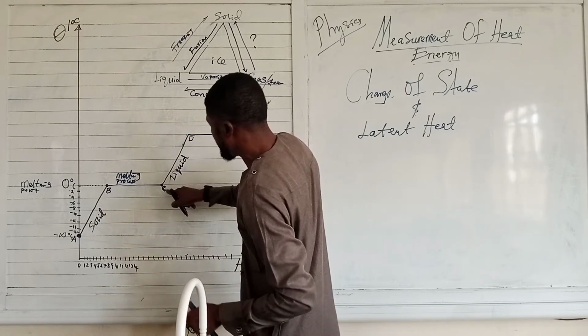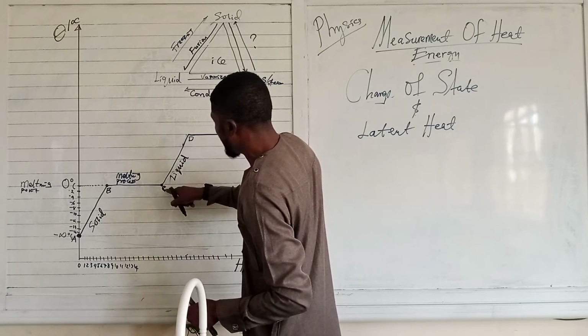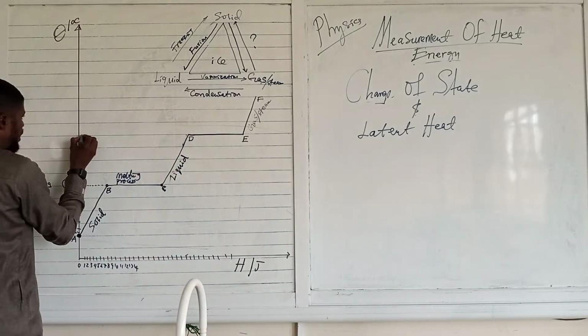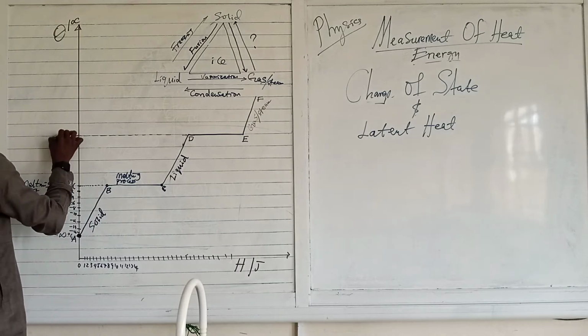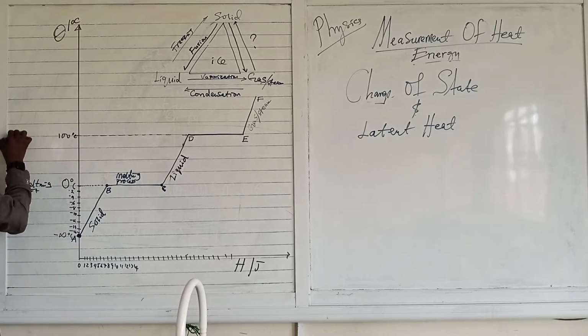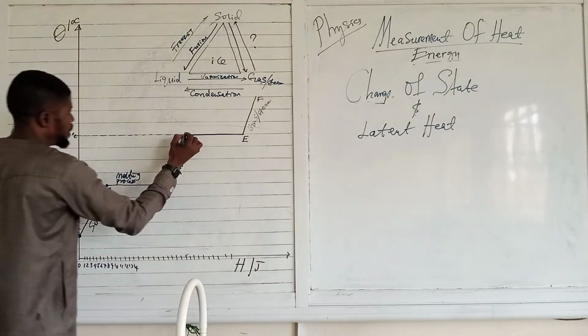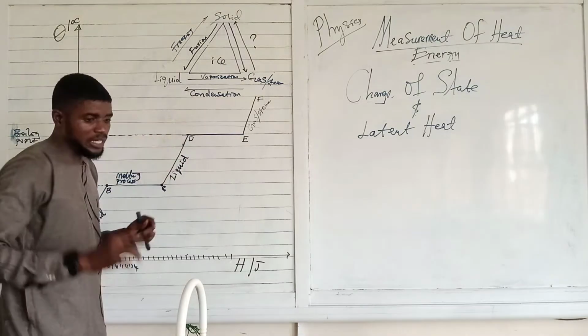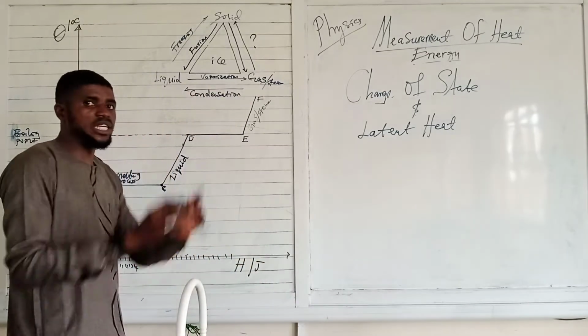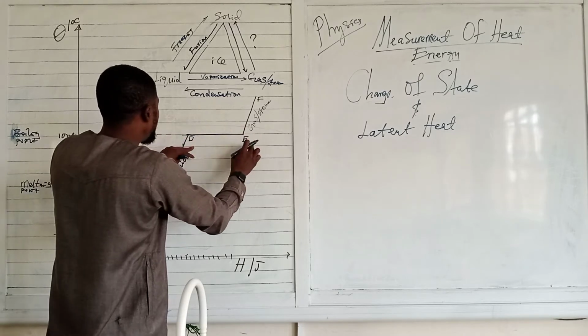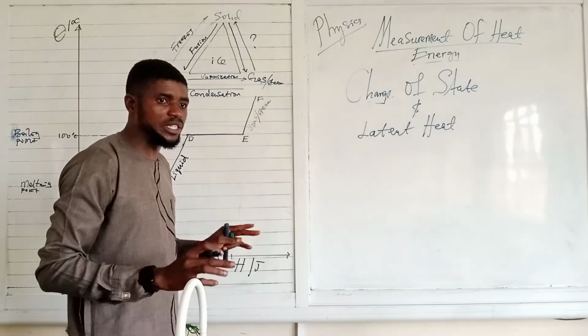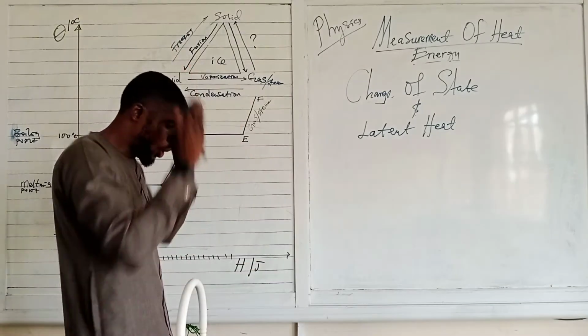The temperature will start rising again from C to D, and we'll jump to what is called the boiling point. This is when we call it the boiling point. At boiling point, you have 100 degrees Celsius. So we call this boiling. Boiling point. At boiling point, the temperature of the water or the liquid is still constant. So from D to E, you have liquid that is very, very hot.